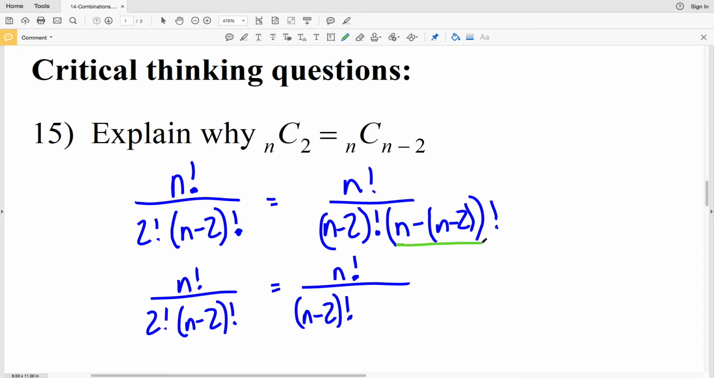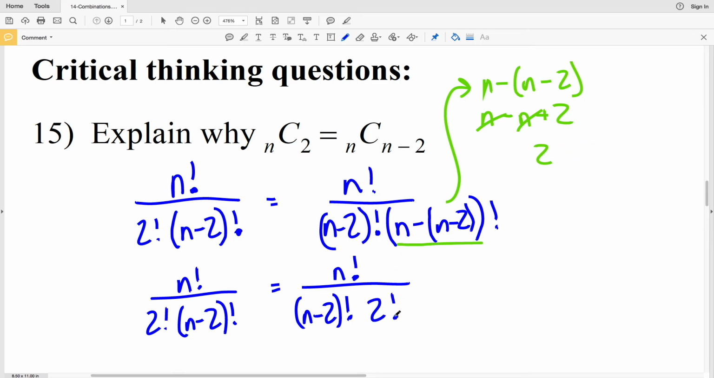If we were to rewrite n minus (n minus 2), that is the same as n minus n plus 2, which is 2. And remember, we're taking the factorial of that. So we can rewrite that as 2 factorial. And multiplication is commutative. So n factorial over 2 factorial times n minus 2 factorial is the same as n factorial over n minus 2 factorial times 2 factorial. Those are equal. So this is explaining by going through the formula, although now let's think about it in words.